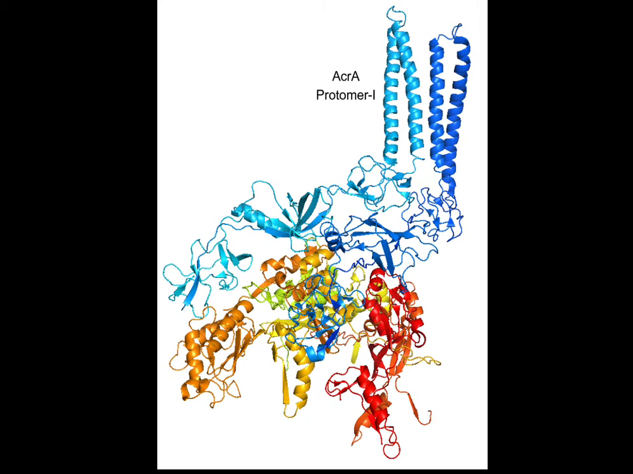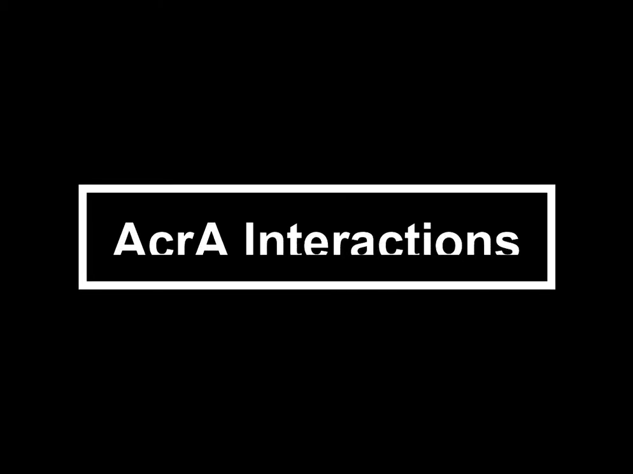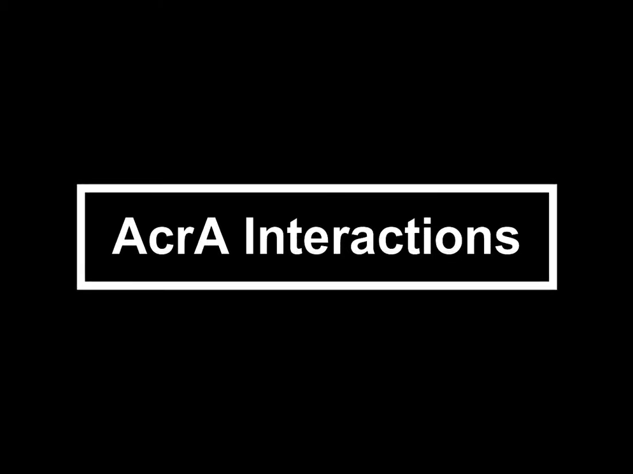Yes, I see that there are 2 protomers, protomer 1 and protomer 2. I also see multiple beta barrels that are present, as well as a lipoyl domain. A pair of AcrA protomers interact with one AcrB protomer, right? Yes, we can also move on to the interactions now between AcrA and TolC.